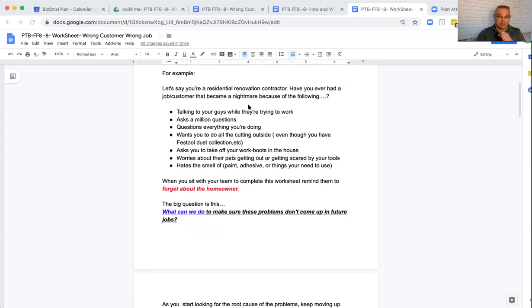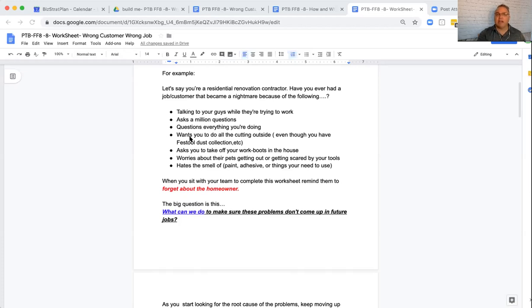Have you ever had situations like this? Now we'll use a residential renovation contractor as an example, but these examples, you've got them in your industry too. Doesn't matter what you do. But if you're a residential person, you deal with residentials. Have you ever had this? The homeowner is talking to your guys while they're trying to work. They ask a million questions, or their kid comes in, picks up all your tools and says, what does this do? What does this do? Right? They question everything you're doing.